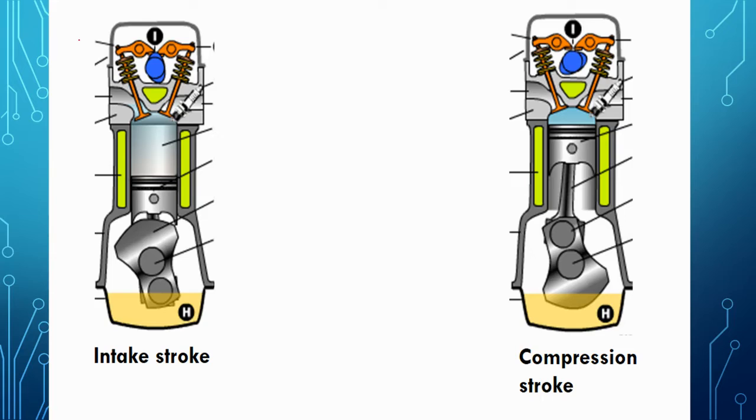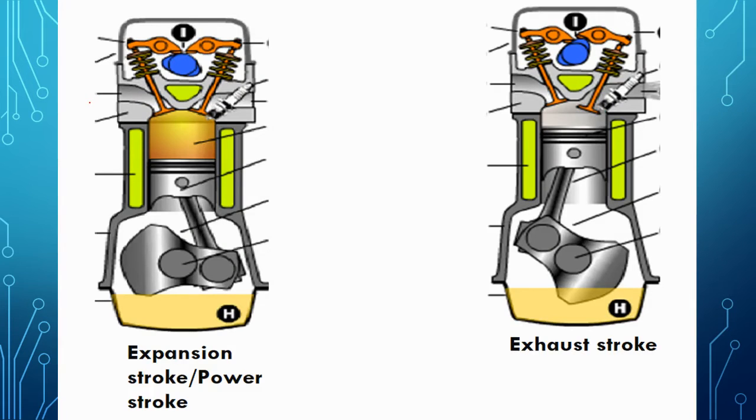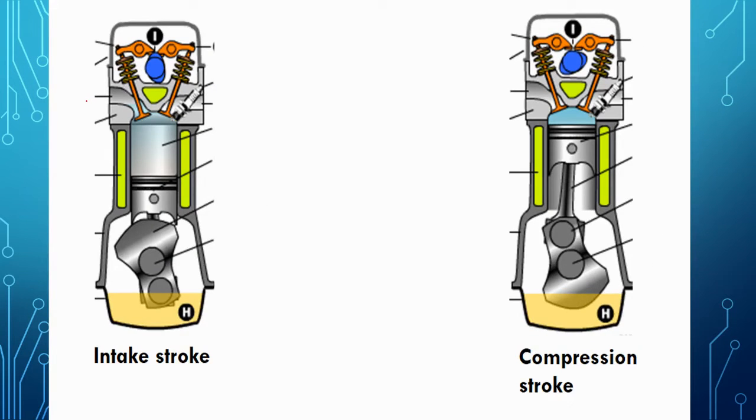Okay, there's a graphical representation of what happens here. The air and fuel mixture, in the case of a petrol engine, enters inside this chamber, and due to the pressure, the piston goes down. As the piston goes down, the crank rotates. Now in this stage, the outlet valve is closed.